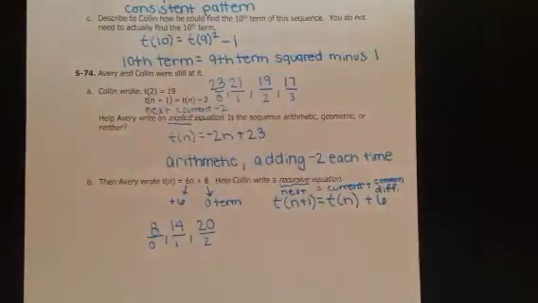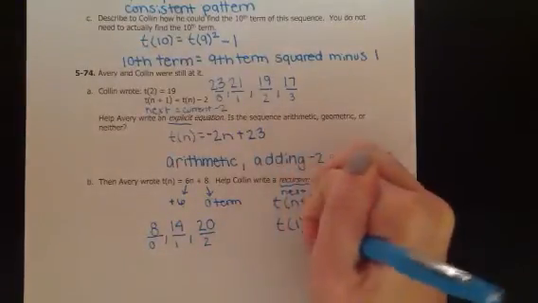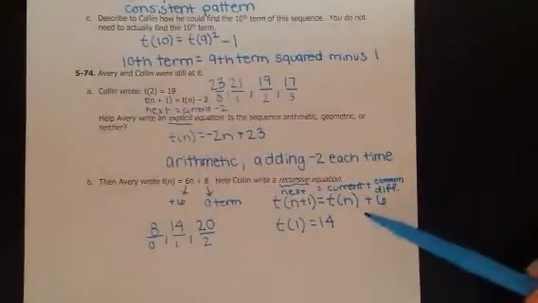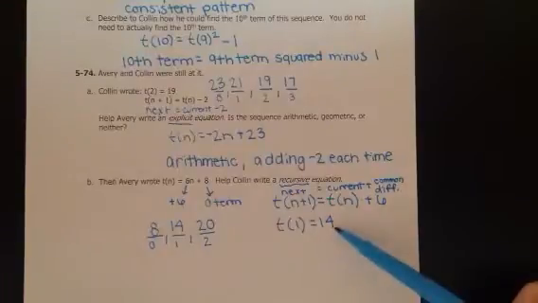Except one important part that we learned today is we have to tell them where to start. Otherwise they could start wherever they wanted. So in our last one, they gave us t of 1, which is our first term. That's why it was useful to find that. Our first term is 14. So we can say t of 1 equals 14. So with these two sets of information, they're now able to start their sequence somewhere and figure out what their pattern is every time.